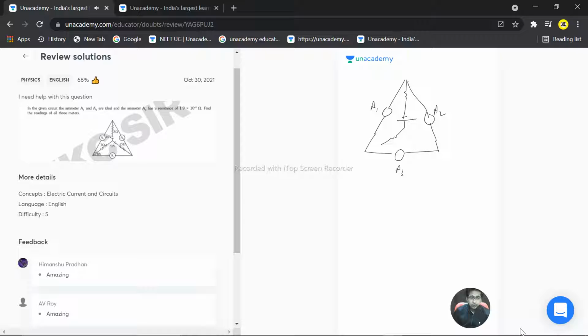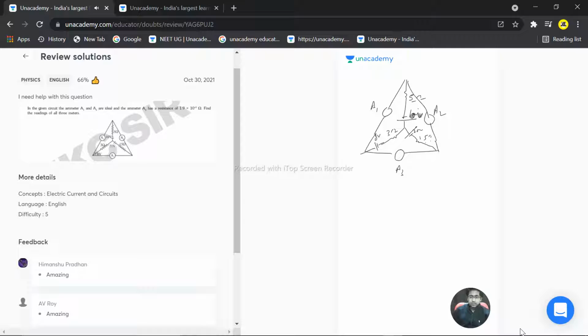Basically, this is an 8-volt battery which is connected. This is 10 volt, and the resistances are 5 ohm and 3 ohm. This is 10 volt, and 20 volt with 15 ohm. This is 15 ohm, this is 20 volt.